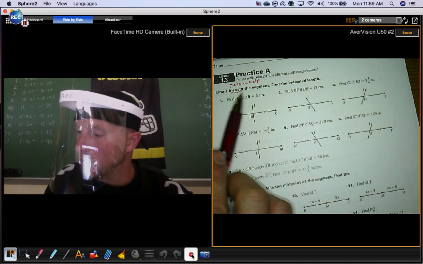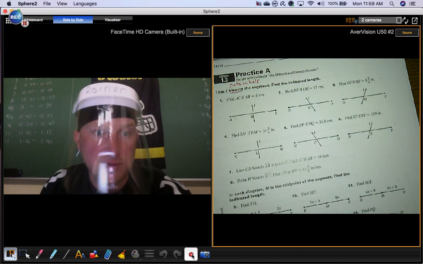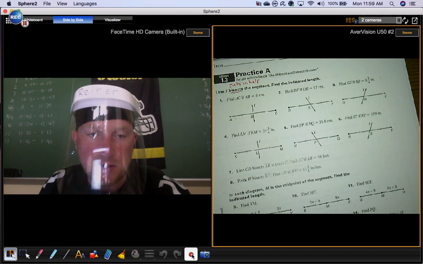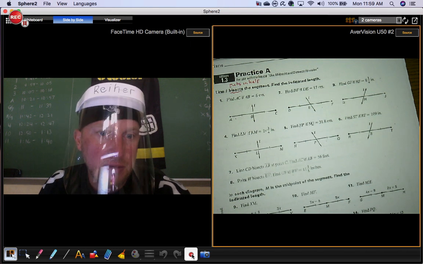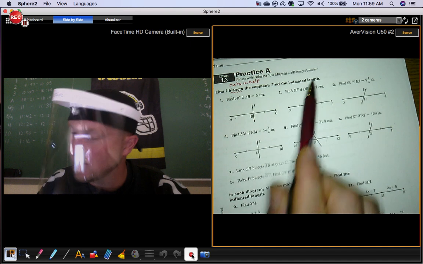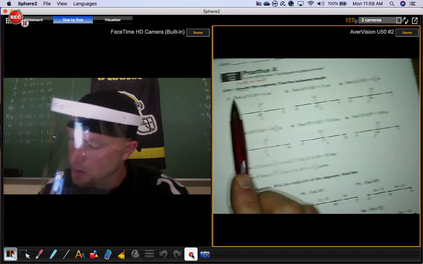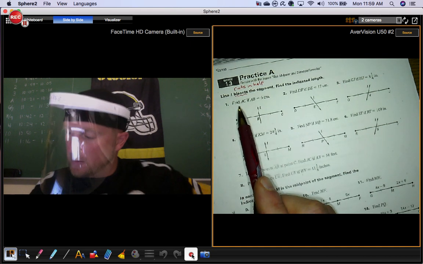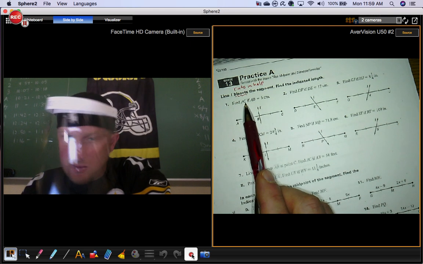So anytime you see that word, it automatically means the problem is going to be easy because you have two things that are going to be the same length. Find the indicated length, it says. So for number one, make sure you know how to read this. Find the distance from A to C.